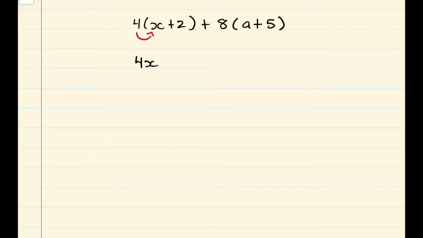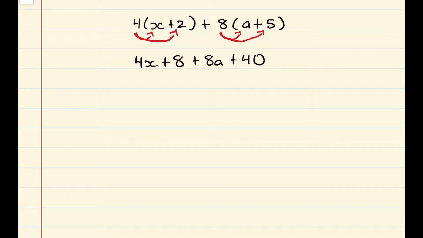Okay, so for our next question, we're going to have 4 into x plus 2 plus 8 into a plus 5. And let's just solve. So 4 into x is just 4x, and 4 into 2 is just 8, and then 8 into a is just 8a, and then 8 into 5 is 40.